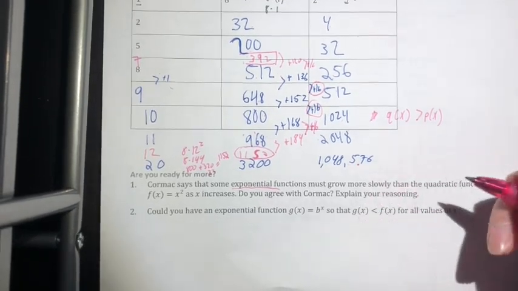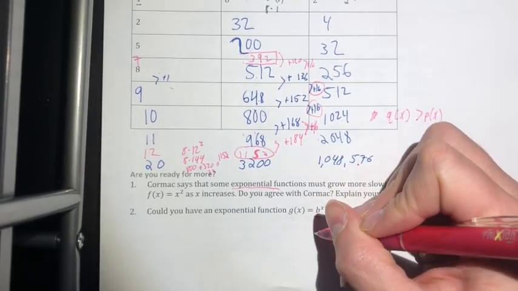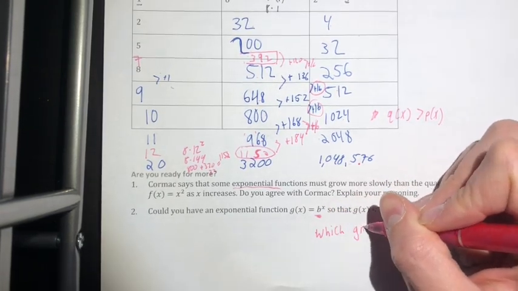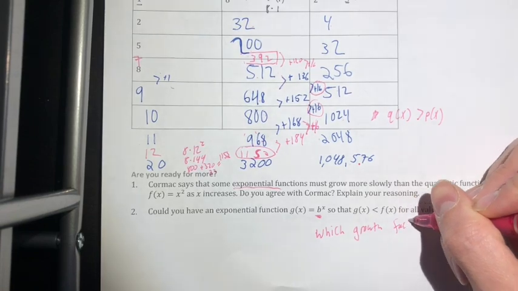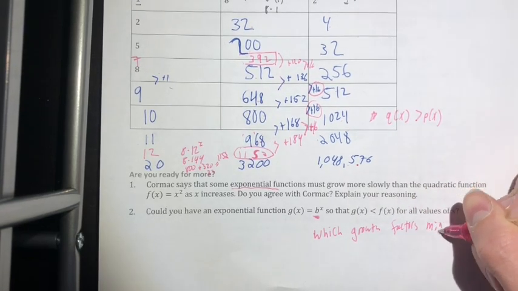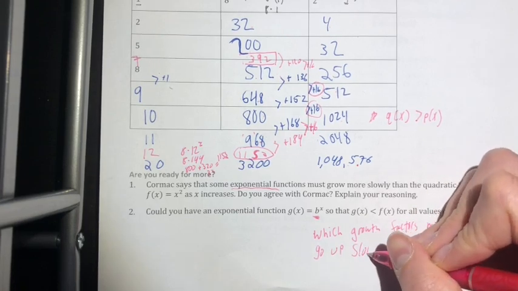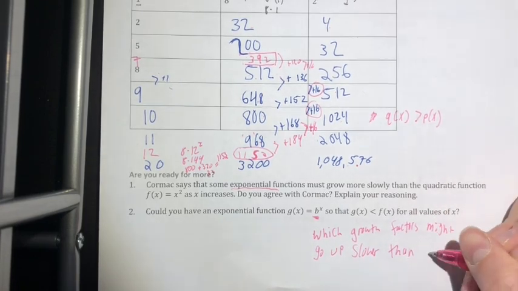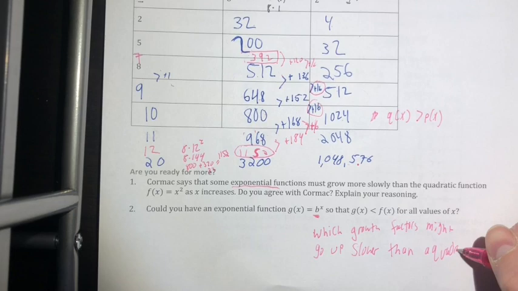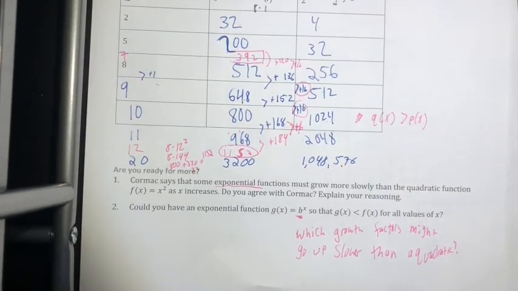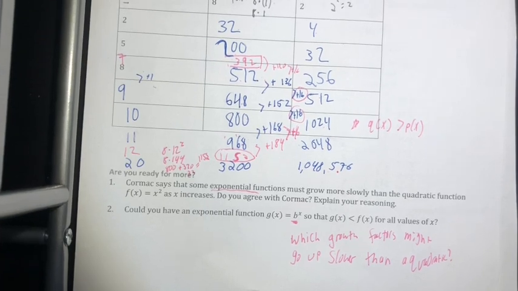So think about if there's any growth factors, which growth factors might go up slower than a quadratic. All right, think about that for a little bit, and then we'll show you what that might look like on a graph online, all right?